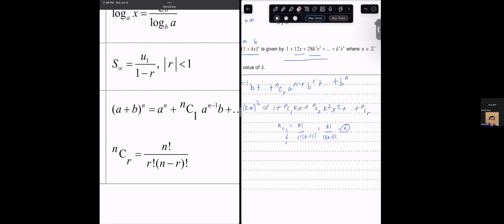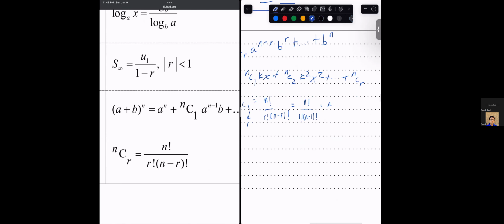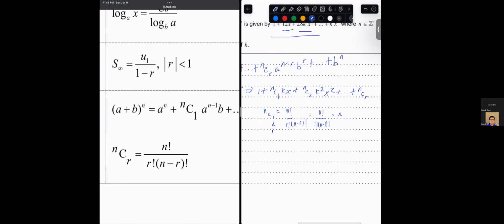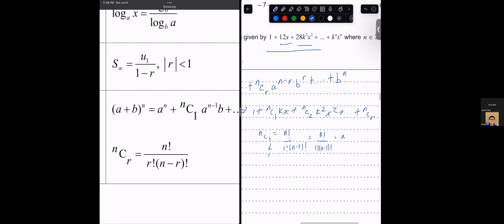I'll keep this so you guys can understand. So, okay, we have said it's equal to nC1. So now we know that it's equal to that, essentially, right? So nkx is equal to 12x. That's what we have, right? Because of this.